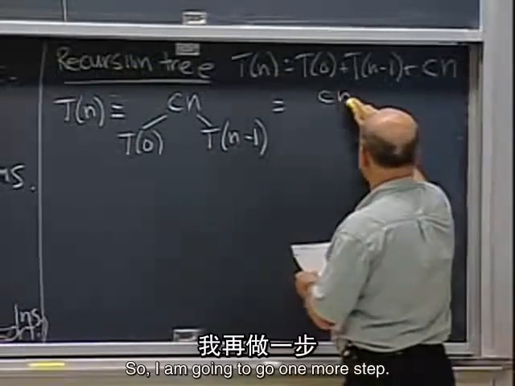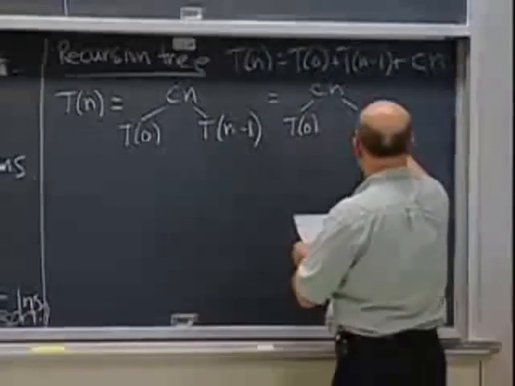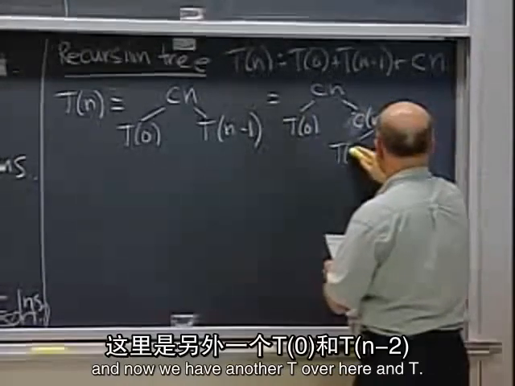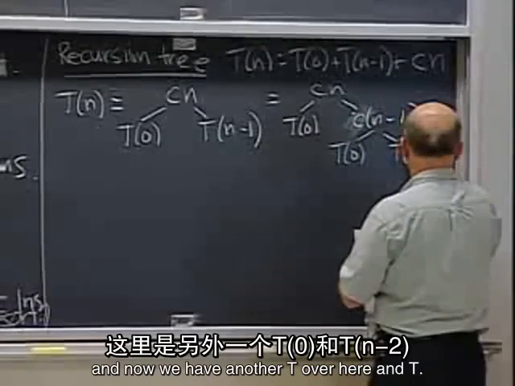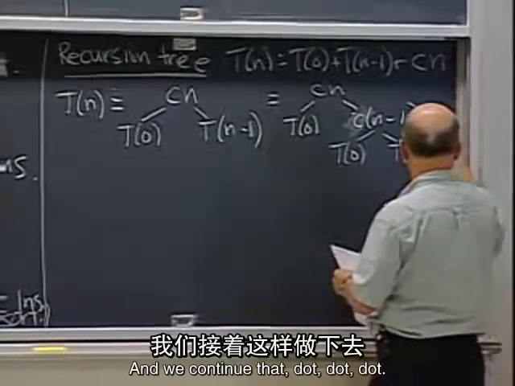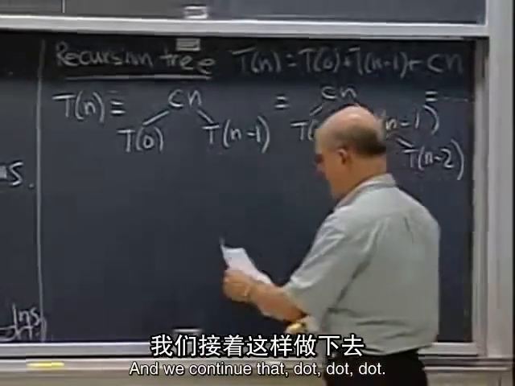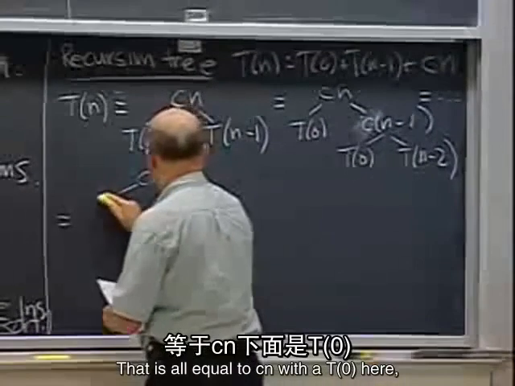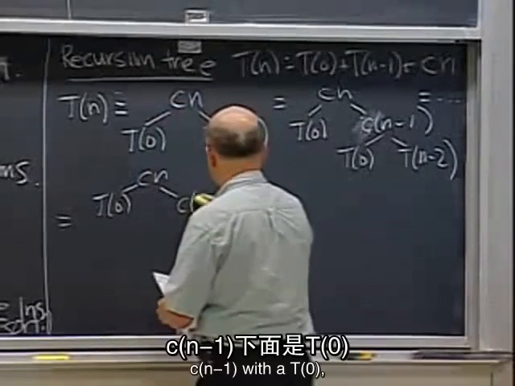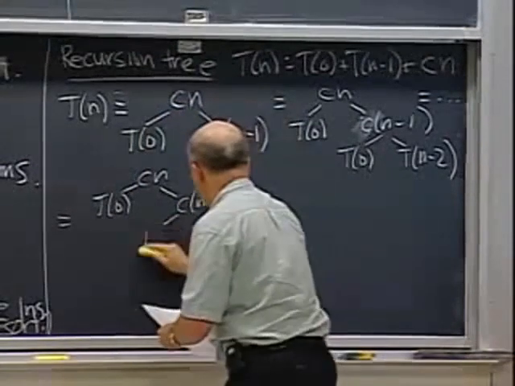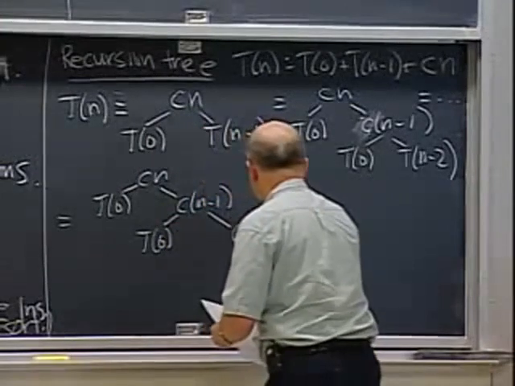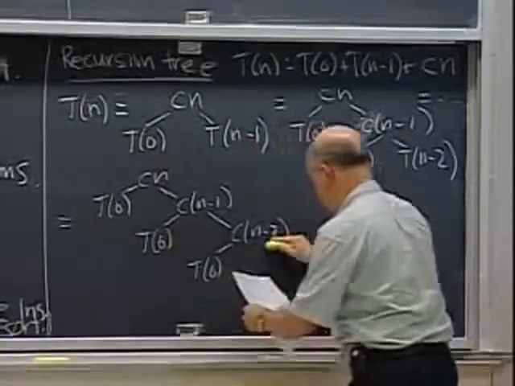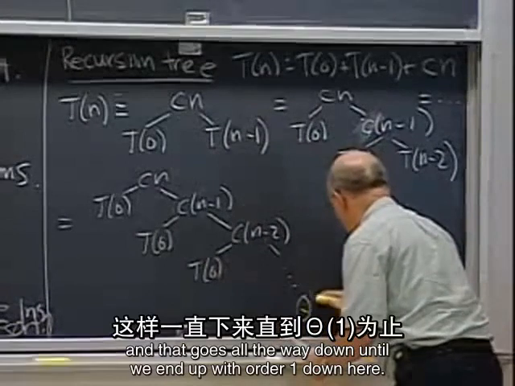So I'm going to go one more step. So here we have T of 0, and now this becomes c times n minus 1, and now we have another T of 0 over here, and T of n minus 2. And we continue that, dot, dot, dot, so that's all equal to Cn with a T of 0 here, c times n minus 1 with a T of 0 here, c times n minus 2, okay, T of 0 here. And that all the way goes down till we end up with order 1 down here.